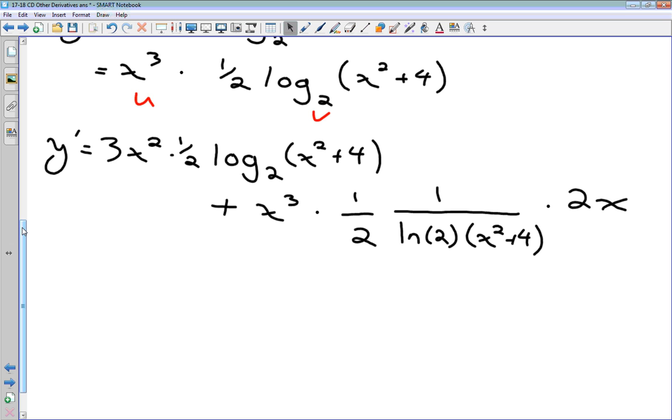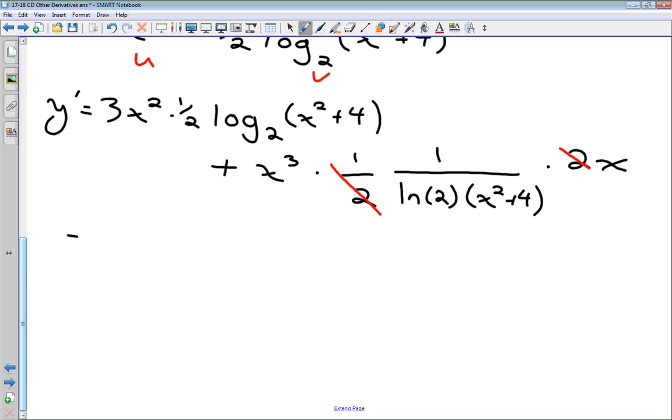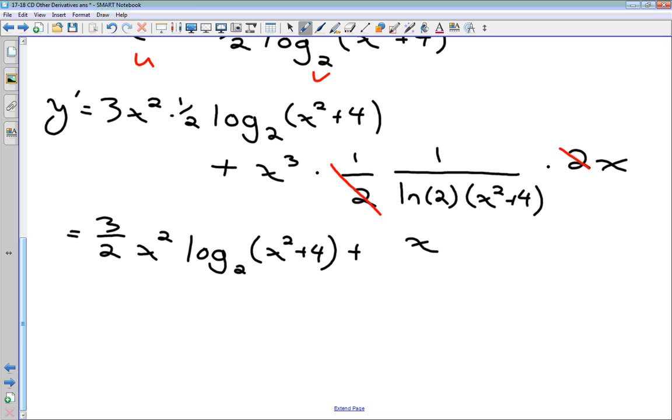And then maybe we can simplify this a little bit. We've got a 2 there, which is going to cancel this 1/2 here. So we can sort of write this as 3/2 x squared log to the base 2 of x squared plus 4, plus, see, x cubed times an x is going to give us x to the power 4, over ln 2 times x squared plus 4.